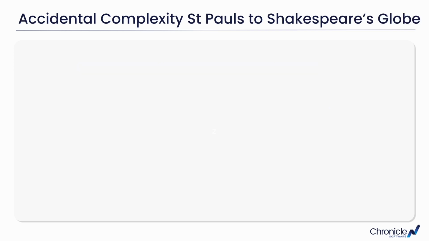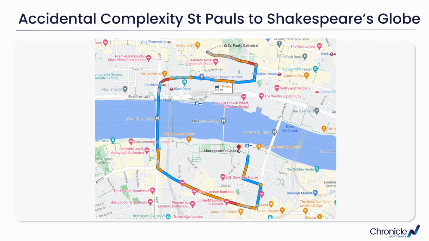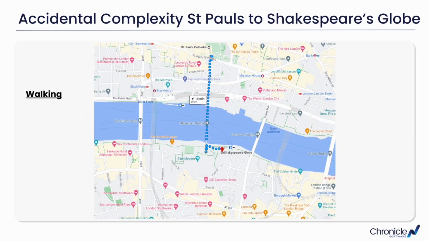Let's look at a real-life example, getting from St. Paul's Cathedral to Shakespeare's Globe in London. Driving requires an indirect route and has parking challenges in both places. Walking, on the other hand, offers a more direct route and hence minimizes accidental complexity. In this example, it is easy to grasp accidental complexity, but in the realms of low-latency systems, where latencies are invisible, it can be more difficult to understand.